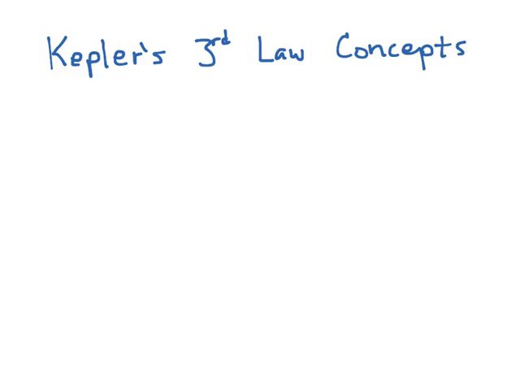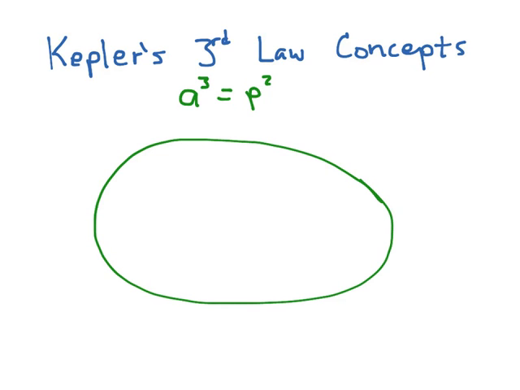Kepler's Third Law concepts. Kepler's Third Law is typically written as an equation: a cubed equals p squared. But what do those symbols mean? Well, recall that a planet orbits the sun in an elliptical orbit that looks a lot better than that picture.